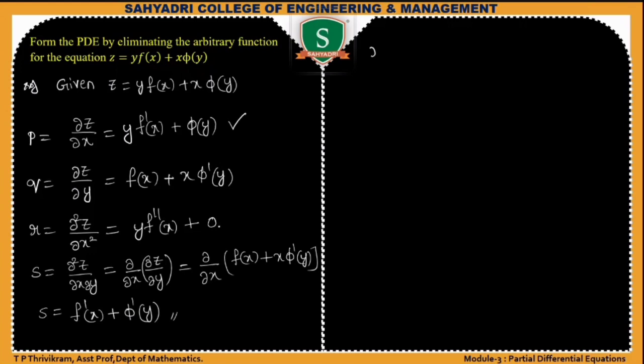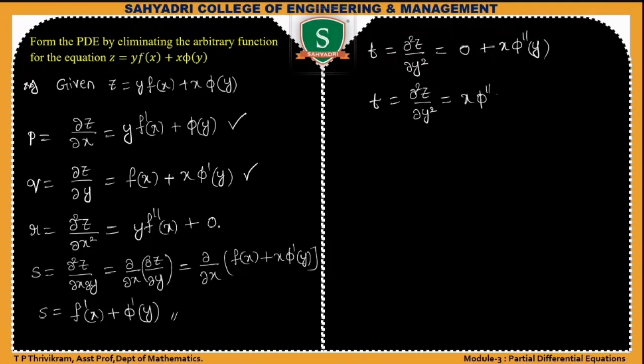Next, t, which is ∂²z/∂y². So differentiate this equation with respect to y. The first term will be 0 plus x into φ''(y). So t is equal to ∂²z/∂y², which is nothing but x into φ''(y).